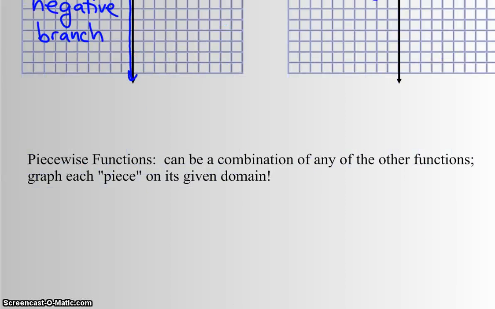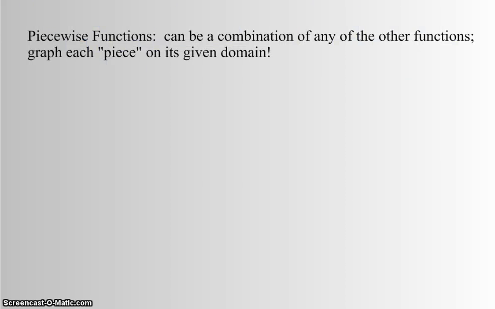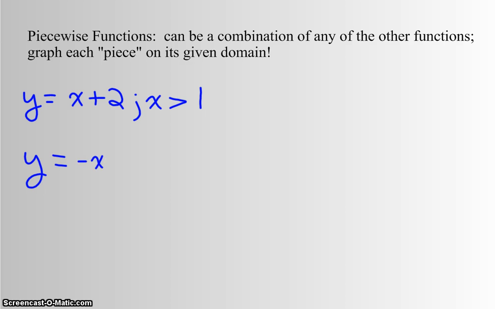The last thing is a piecewise function, which can be any combination of functions with a specific domain. The key is to graph each piece for a specific domain. So let's take a look at one. Let's say we have y equals x plus 2 for x greater than 1, and y equals negative x squared for x less than or equal to negative 1.